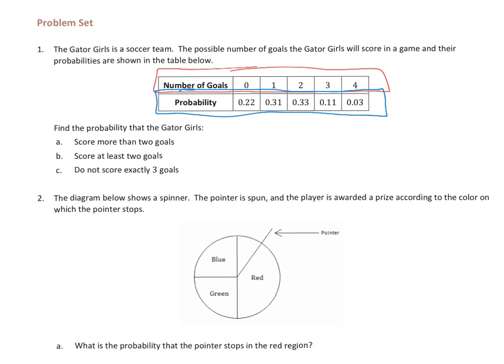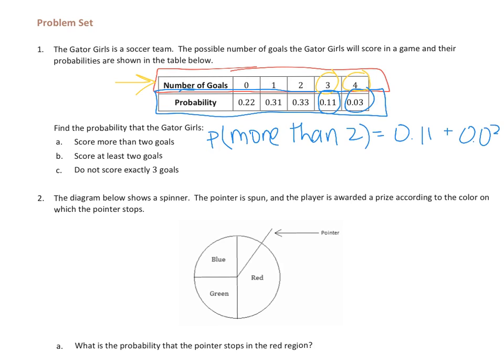So if we're looking for scoring more than 2 goals, we look at the number of goals first and think about what is more than 2 goals. So that's 3 goals and 4 goals in this problem. And for each of those, then, we need the probability. So the probability that they score 3 goals is 0.11, and the probability that they score 4 goals is 0.03. So our probability that they score more than 2 is 0.11 plus 0.03, which is 0.14 as that probability.